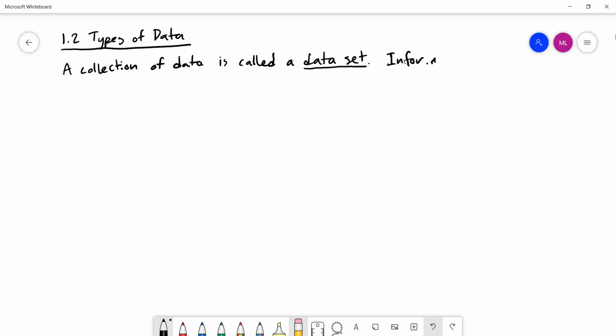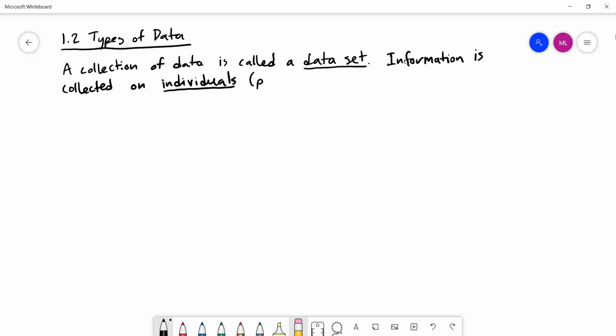sorry, my pen is acting up here. Let me try this again. There we go. So information is collected on what we call individuals. And this was a term that we talked about last time. I said it can be people, but it doesn't have to be.